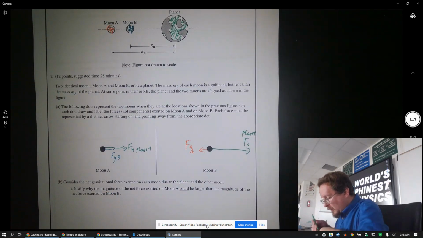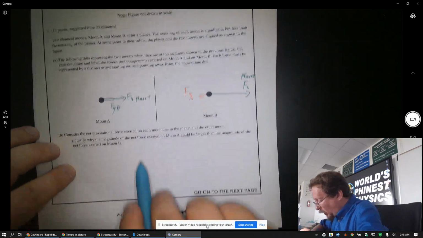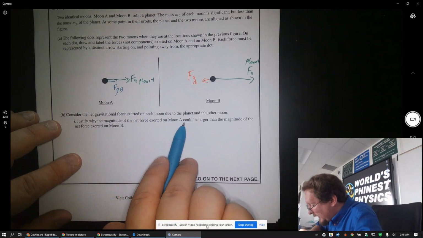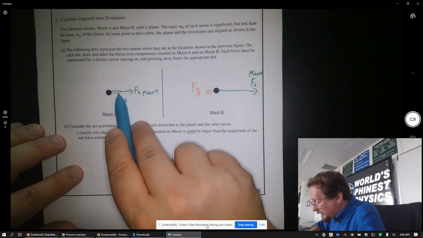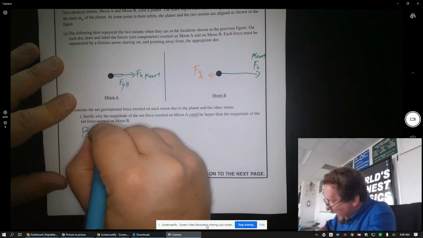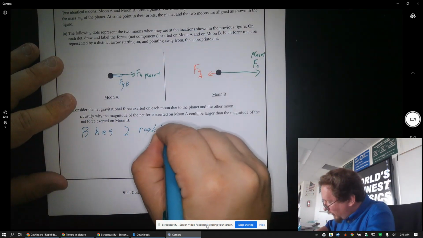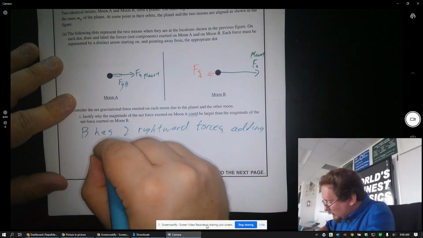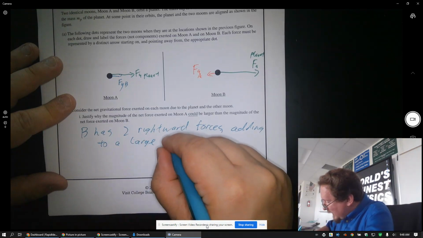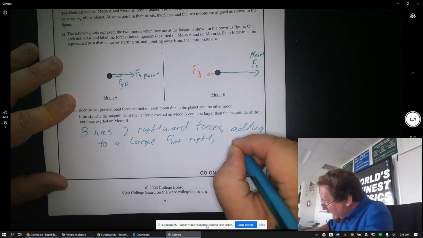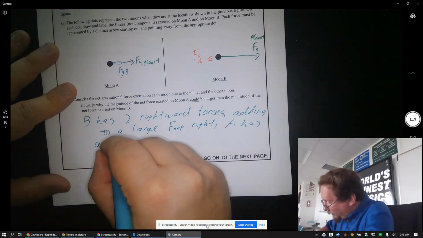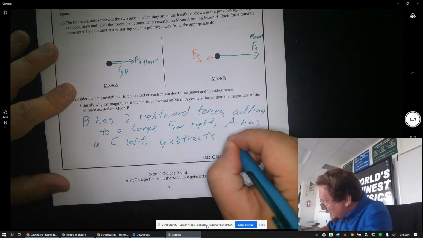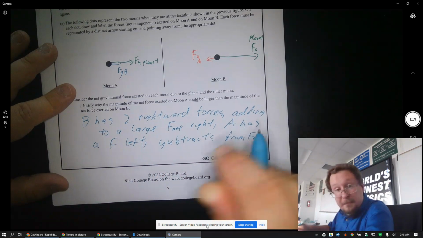Okay. Consider the net gravitational force exerted on each moon due to the planet and the other moon. Justify why the magnitude of the net force on Moon A could be larger than B. So why could this force be larger on Moon A? Well, B has 2 rightward forces, okay, adding to a large F net to the right, whereas A has a force to the left, which subtracts from the F net. Okay, that makes sense to me.